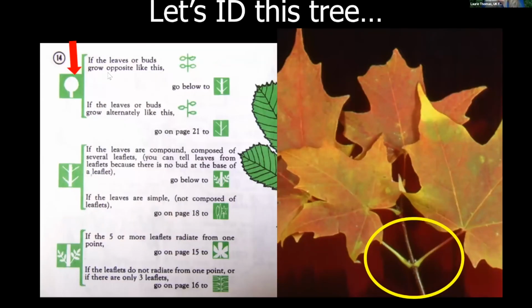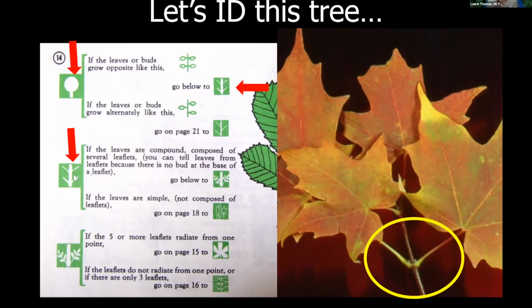Now it's asking us again about leaf arrangement. Do those leaves or buds grow opposite, or do the leaves or buds grow alternately? Well, I've already circled it for you here, but you can see those leaves are right across from each other on that twig, and you can actually see the little buds, that this is oppositely arranged. So remember what we said about oppositely arranged. It could be a maple, an ash, a dogwood, or a buckeye, okay? So now we just take this symbol, and it's the bracket right below.